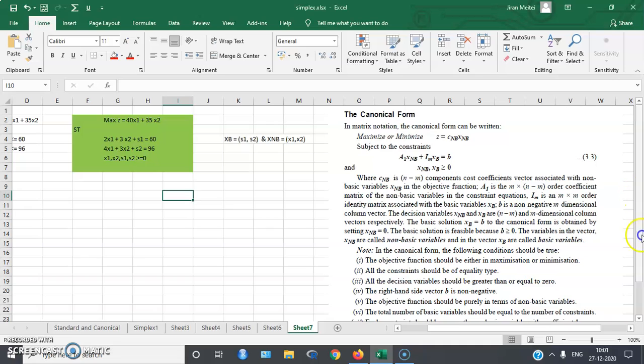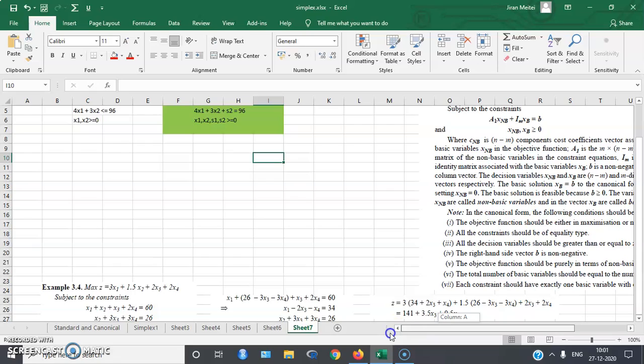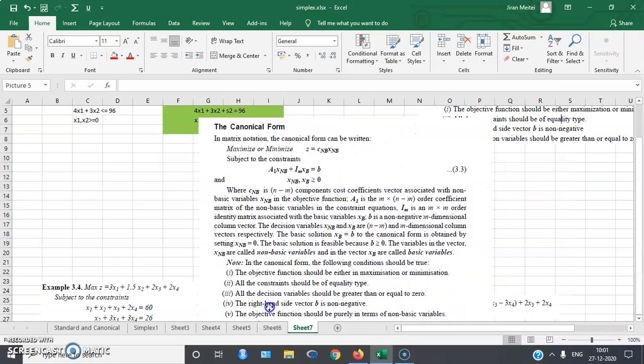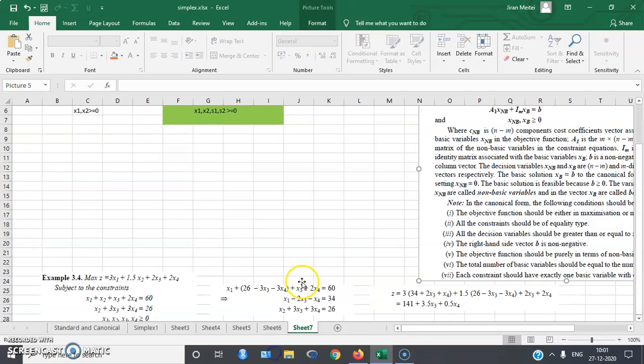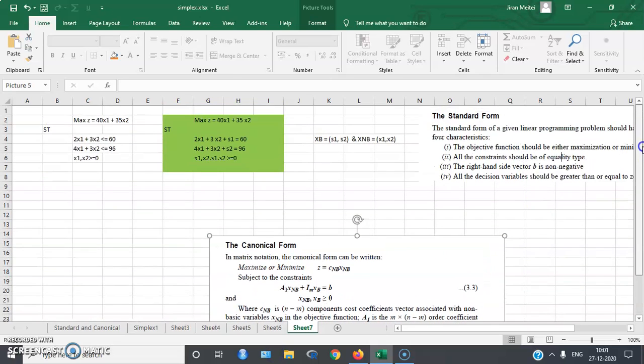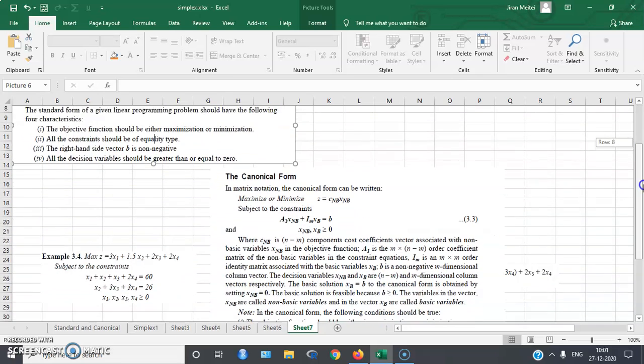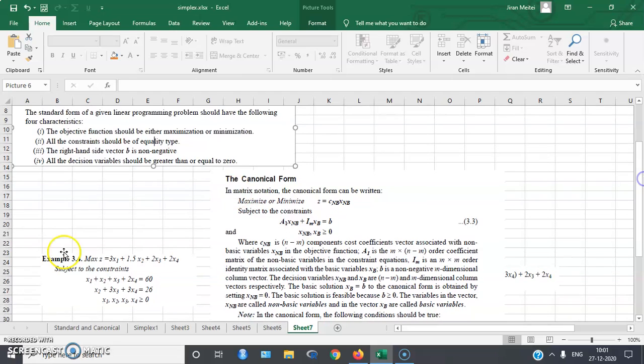To do this, let me consider another example. Let me say this is another example that we have. This is another example of a linear programming problem where all the constraints are of equality type, and we have a maximization as the objective function, and there are 4 variables in the problem.